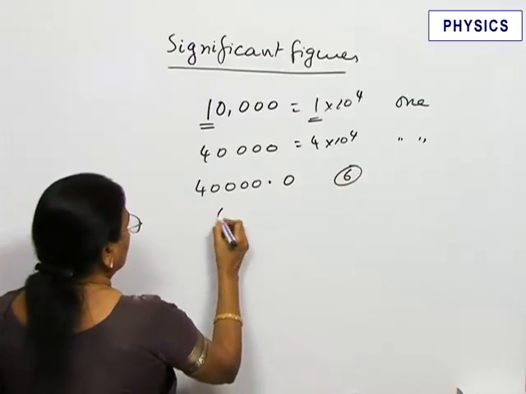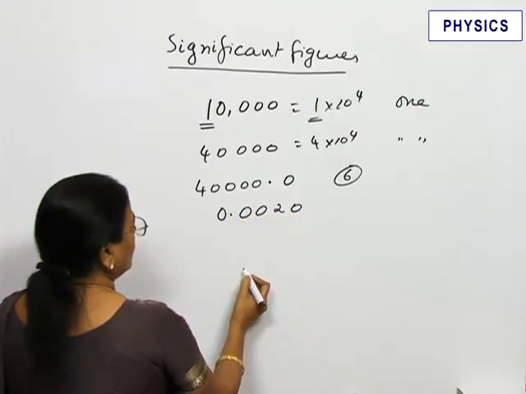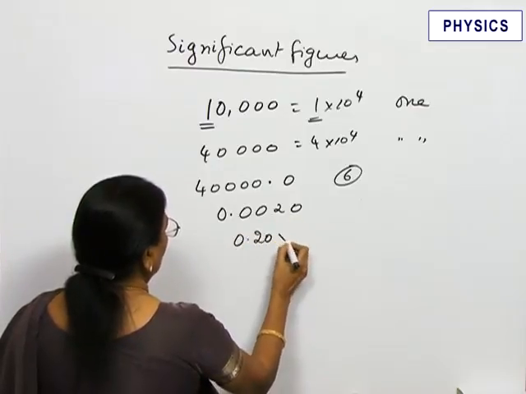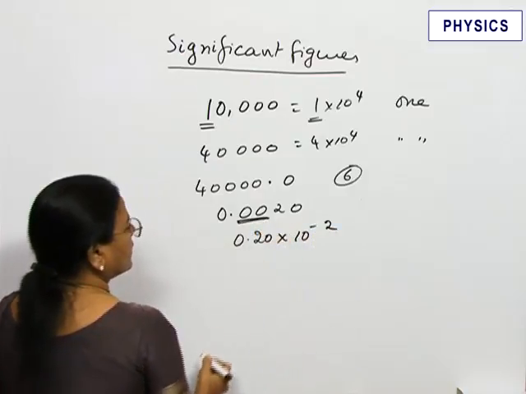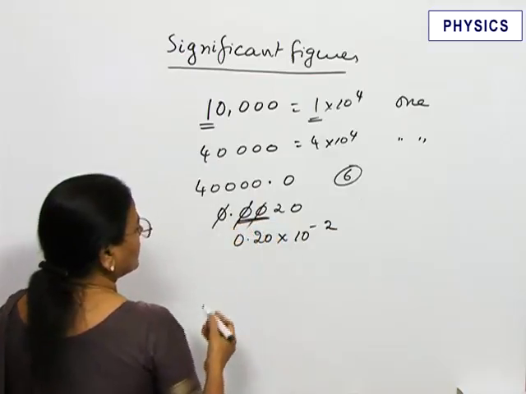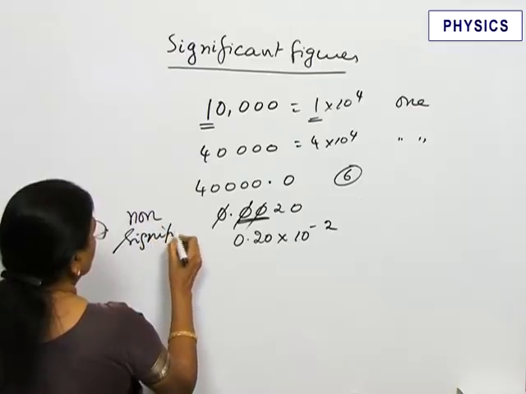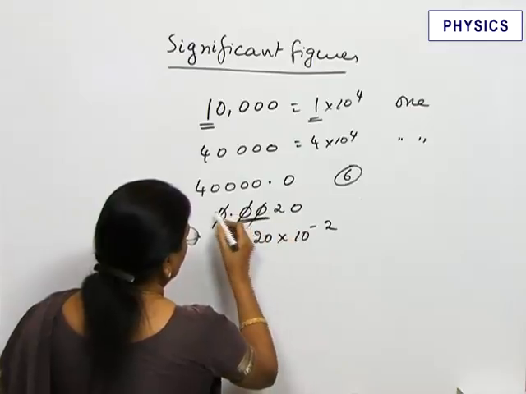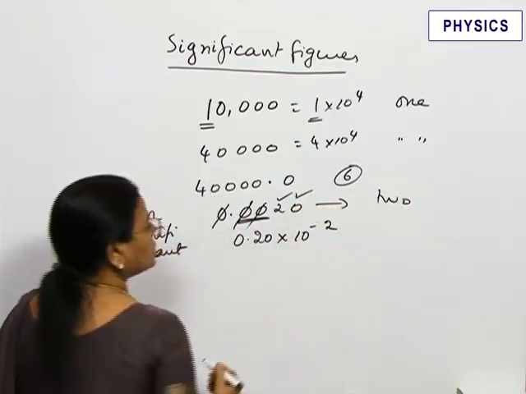Okay. Take a decimal number 0.0020. Then I can write this number as 0.20 into 10 power minus 2, because this is divided by 100. Then these zeros are called non-significant zeros. That is, they don't affect the significant figure. So the number of significant figures in this number is 2. That is only counting these two.